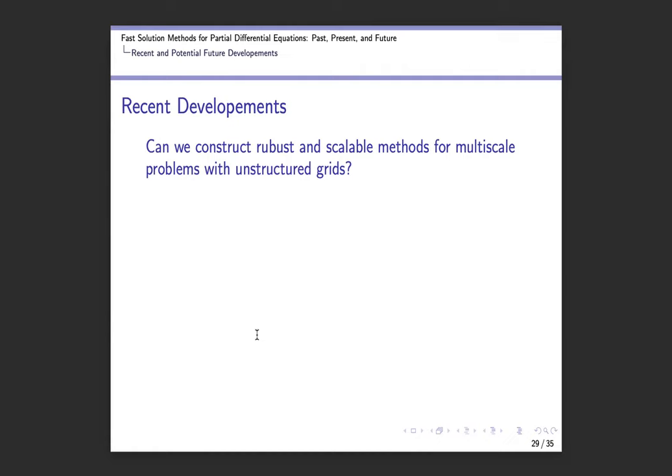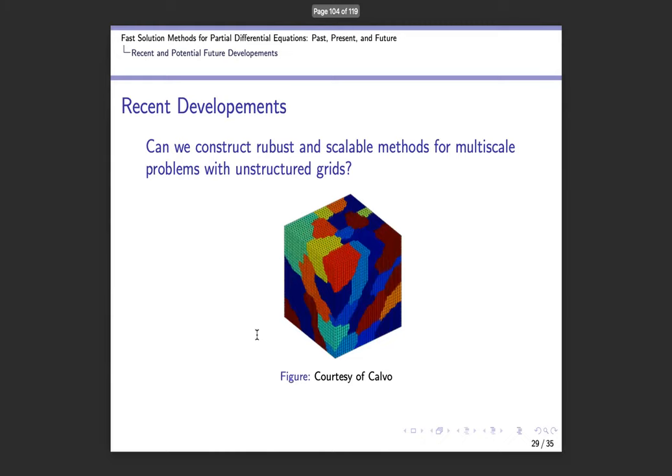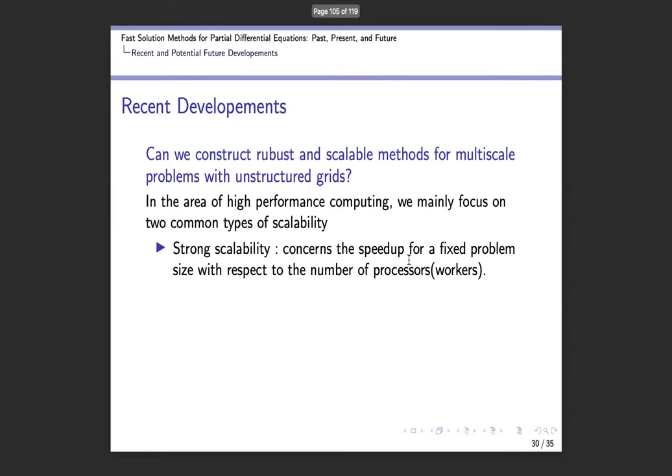So this is the question: can you construct a robust and scalable method for multiscale problems with unstructured grids? For example, this kind of coefficient distribution. We have multiscale features, and this multiscale resides in some irregular subregions of an unstructured grid.